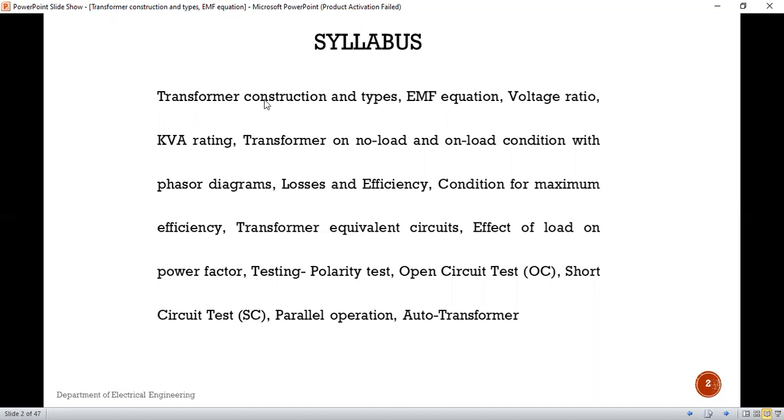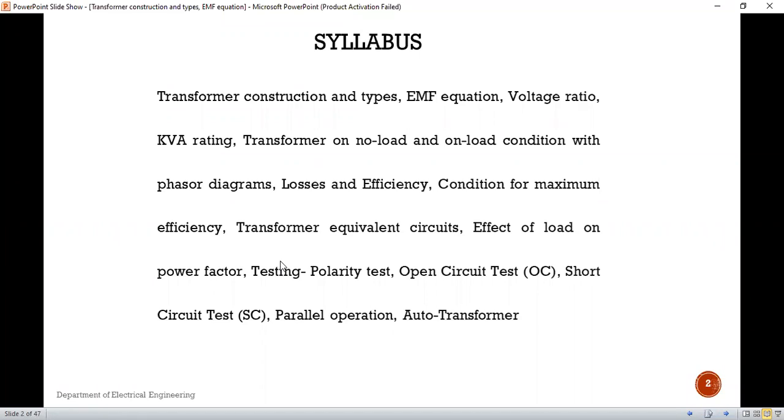Then the transformer equivalent circuit, which we want to derive. Also we want to draw the equivalent circuit diagram of the transformer. Then the effect of load on power factor. What is the effect if the load on the transformer is changed? Then what is the effect on the power factor? So we want to discuss that point also.